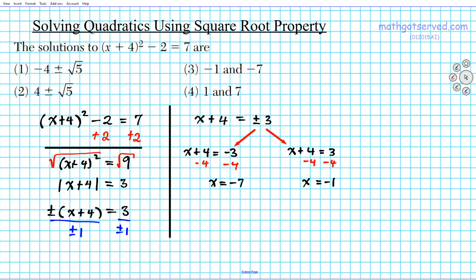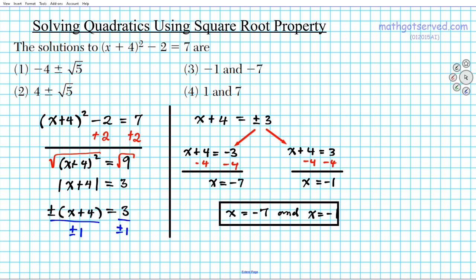So there go the solutions to the quadratic equation. Our solutions are x equals negative 7 and x equals negative 1. So the answer to this question is option number 3.